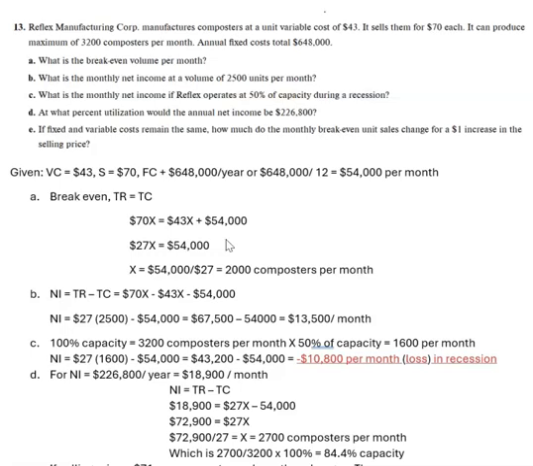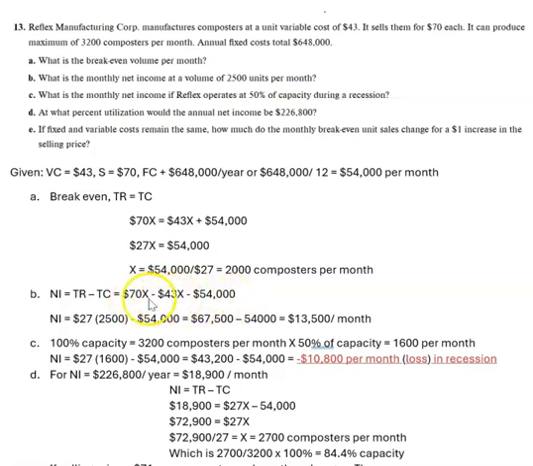Okay. B, what is the monthly net income at a volume of 2,500? So we know to break even, we need to sell 2,000. So we know if we sell 2,500 in a month, we're going to have a profit. So they want to know what the monthly profit would be, or the net income. So we know net income equals our total revenue minus our total cost. So 70x minus 43x minus 54,000.